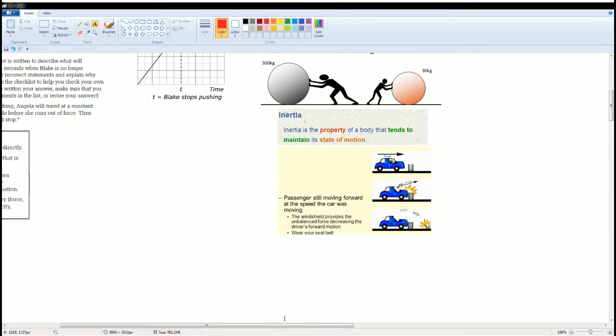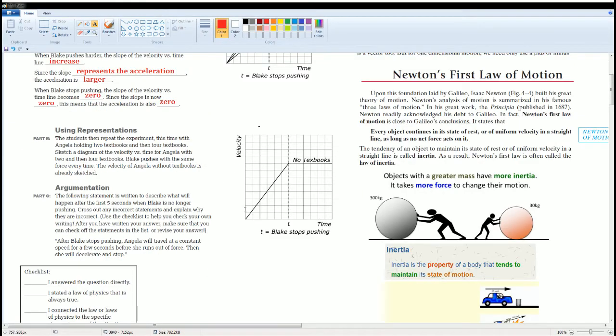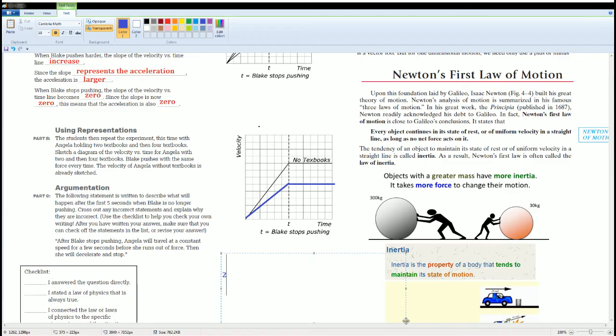Okay? And using that idea, we could see how adding more textbooks, adding more mass, will affect the velocity and time graph. The first one I'm going to make in blue is the two textbooks. Should it have more acceleration or less acceleration? We know from Newton's first law, it's going to have more mass, so it's going to have more inertia, so it's going to accelerate less. So then it's going to become flat, and we say this is at two textbooks.